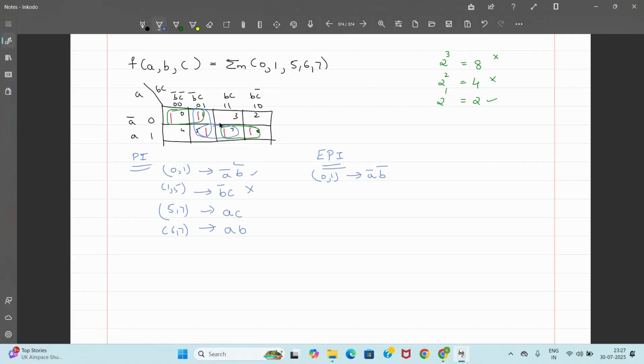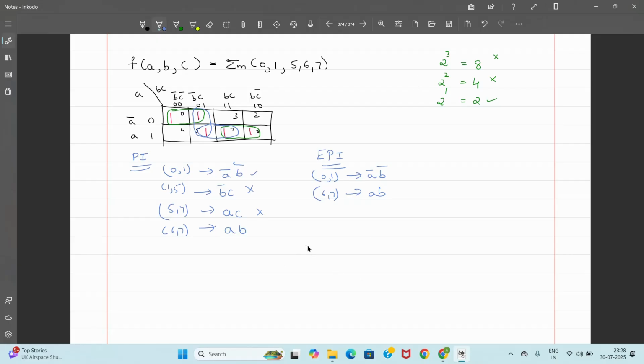So 5 comma 7 also has option here, because cell number 5 and cell number 7, they are not unique. They can be combined with other groups. So this is also not essential. Coming to the last one, 6 comma 7. You see this group has one cell 6, which is unique to this and cannot be combined with any other. So 6 comma 7 group becomes essential. Okay. So this is the list of prime implicant and essential prime implicant for the given question.